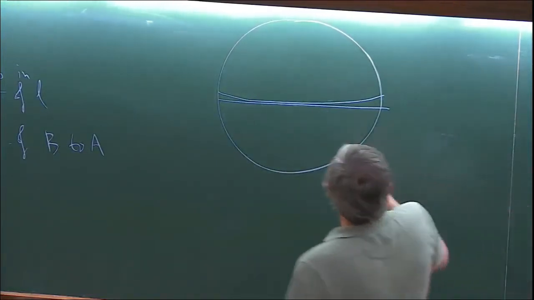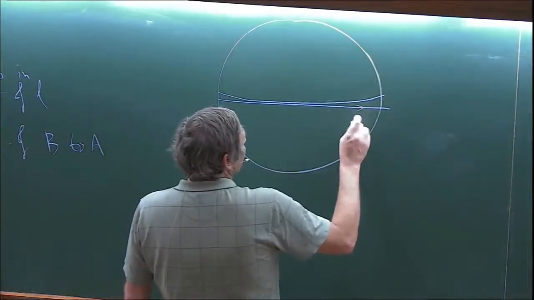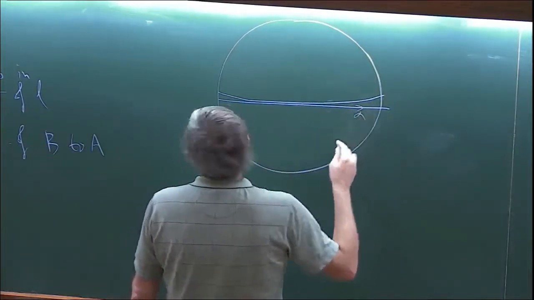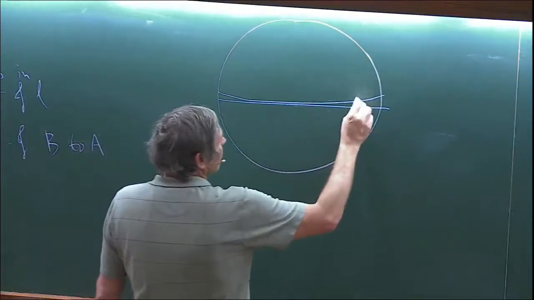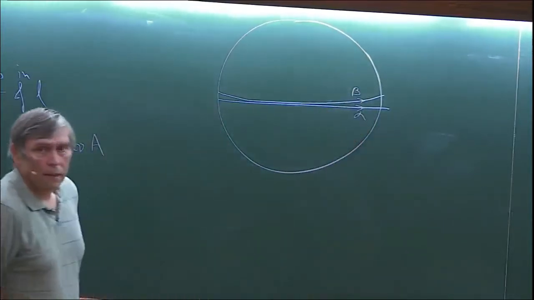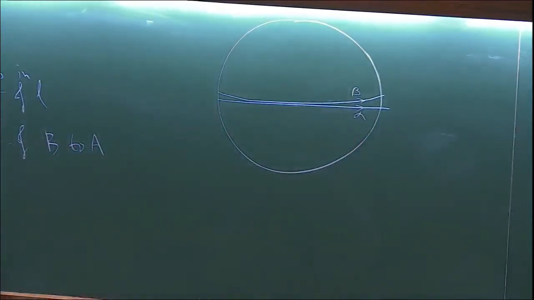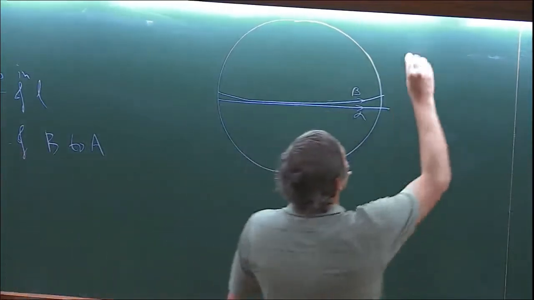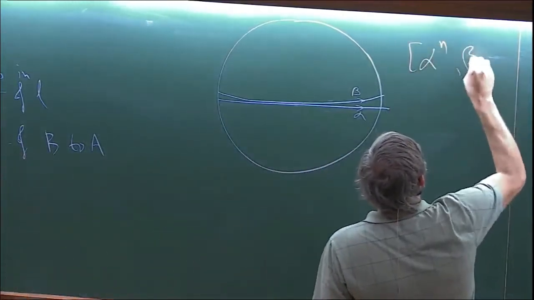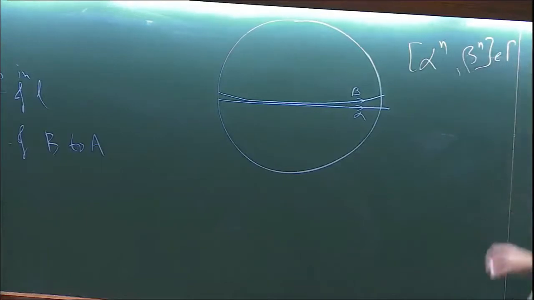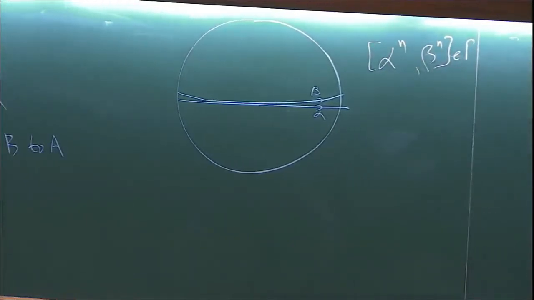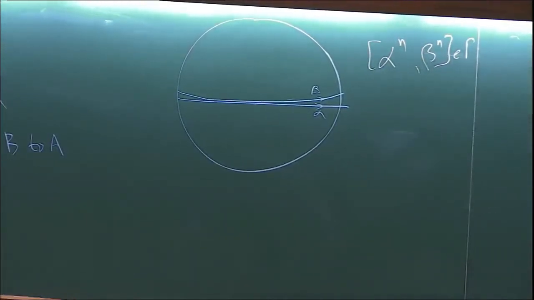Okay, so basically, if you call this element alpha, well, maybe it's equal to gamma, maybe it isn't, and this element is beta, say, then the idea is to look at the elements that are commutators of alpha to the n and beta to the n. You look at this element in gamma and argue that all these elements are small and they're going to be distinct in the group, and that's going to violate the discreteness if this happens, right?